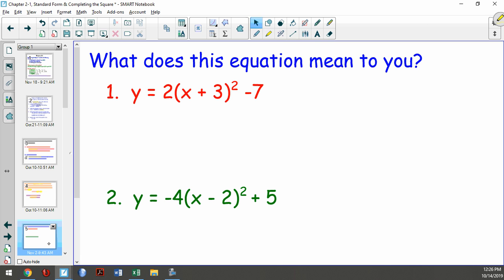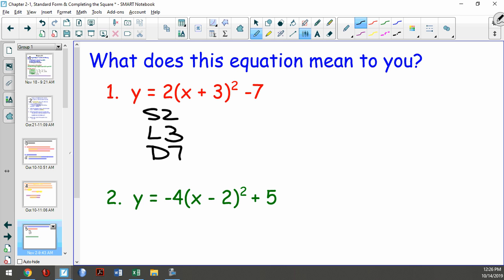So whenever you see this, what does the 2 mean? Stretch 2, left 3, down 7, which means my vertex would be what? What does that mean numerically? Left means -3, down means -7. Do we all understand that?